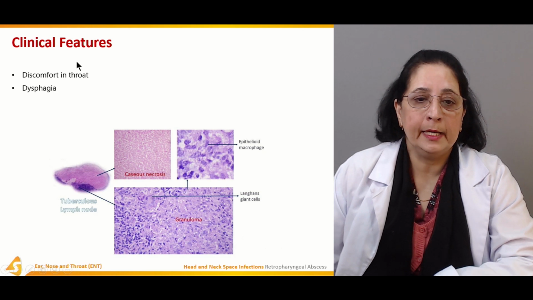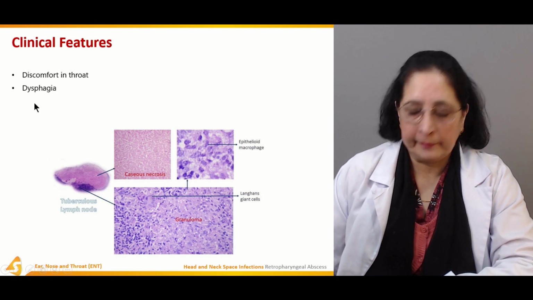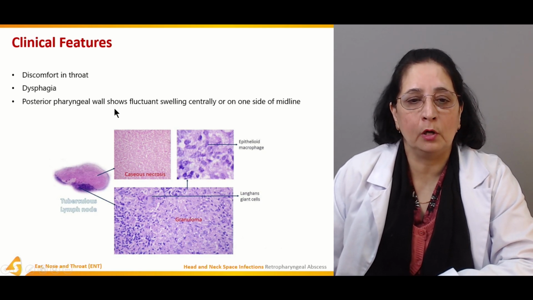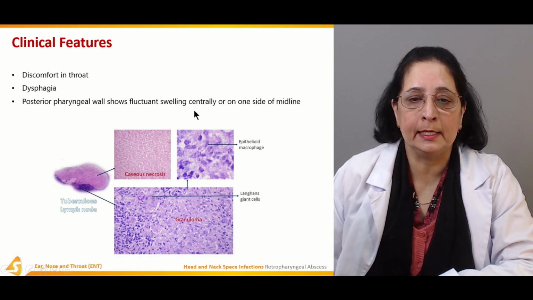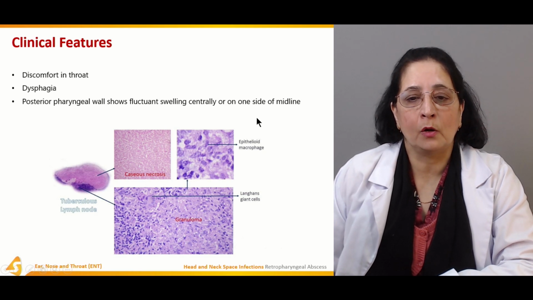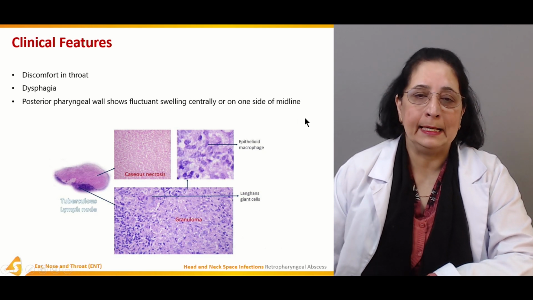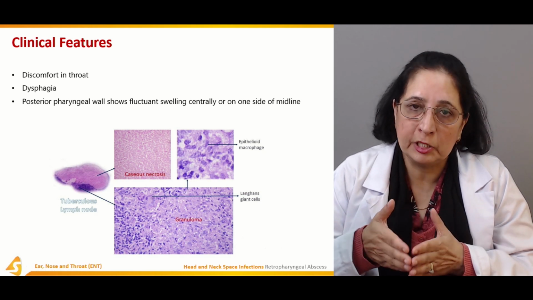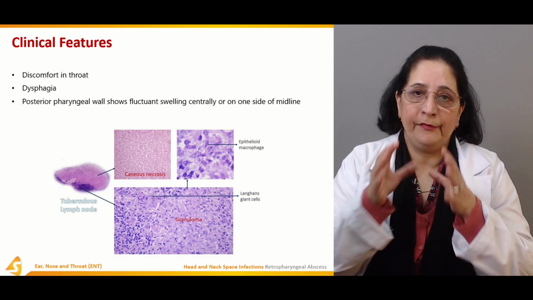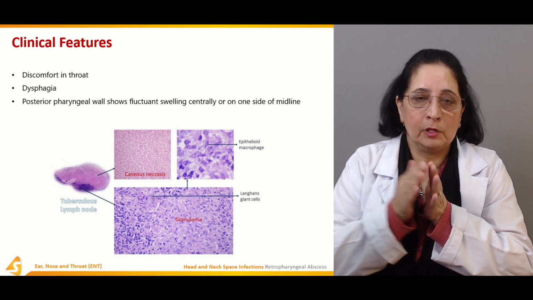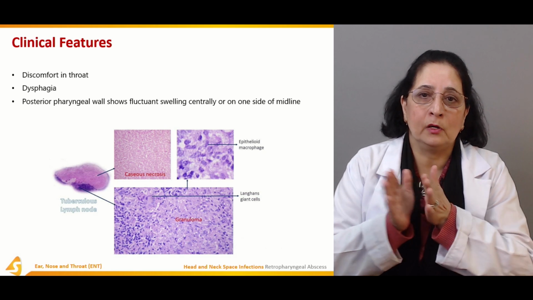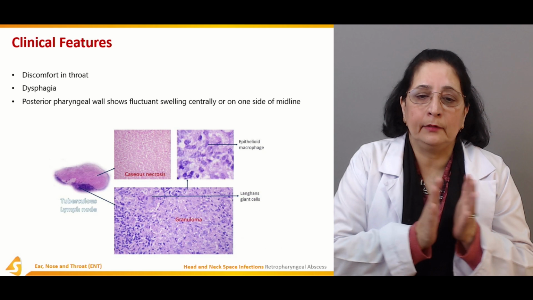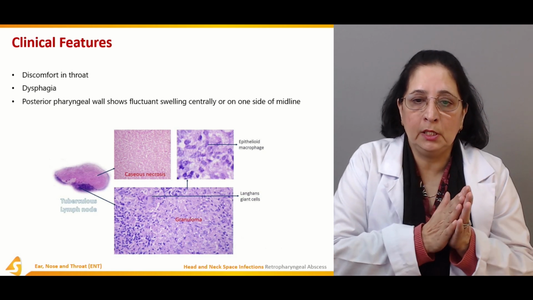So there is discomfort in the throat and dysphagia. The posterior pharyngeal wall shows fluctuant swelling centrally or on one side of the midline. So it can show swelling either in the center or on one side. If it's on one side or the other, you can always see displacement as a result of that swelling to the opposite side.